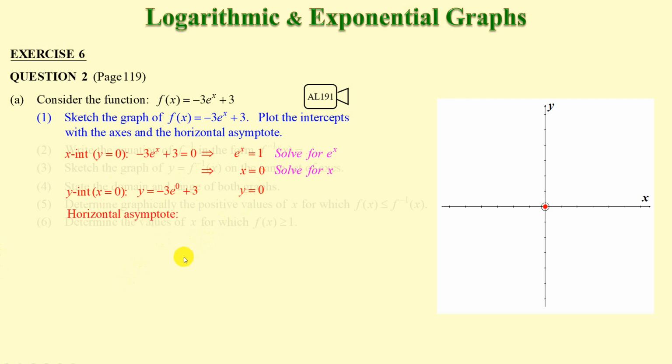Horizontal asymptote. Well, we can do this by reasoning as well. Same reasoning as example 10. y equals e to the x has an asymptote of the x-axis, y equals 0, and this is plus 3. So therefore your asymptote is going to be y equals 3.